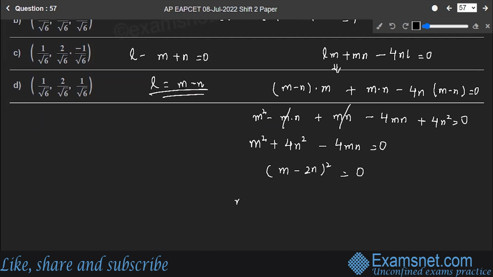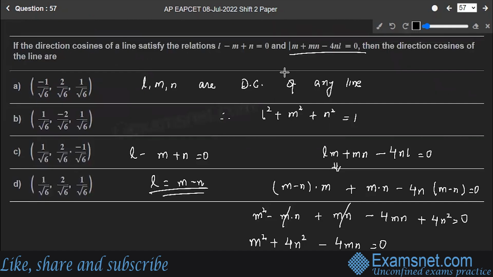Now this is a perfect square: M minus 2N whole square is equal to 0. That means M will be equal to 2N, which will give you L is equal to 2N minus N, that is equal to N, right? I hope you're clear till here. So you got the value of M and L, right? Now you have this equation, this first one.